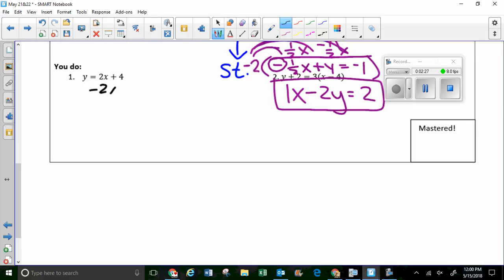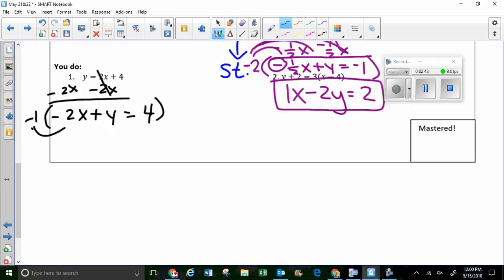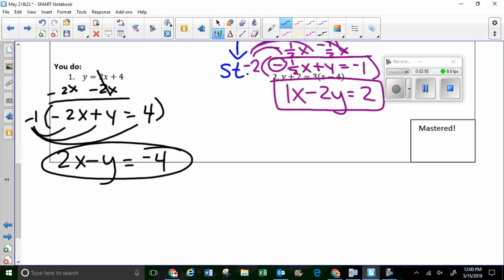So number 1, it's in slope-intercept, so we can go right to standard. Just move your x to the other side, which gives me negative 2x plus y equals 4. And I'm good on the fraction piece, but I do need to get rid of that negative. So I'm just going to multiply by a negative 1, which gets rid of the negative 2, making it a positive 2x. Negative 1 times y is negative y, and then negative 1 times 4 is negative 4. So you need to remember to distribute that number to everything, not just the first term.